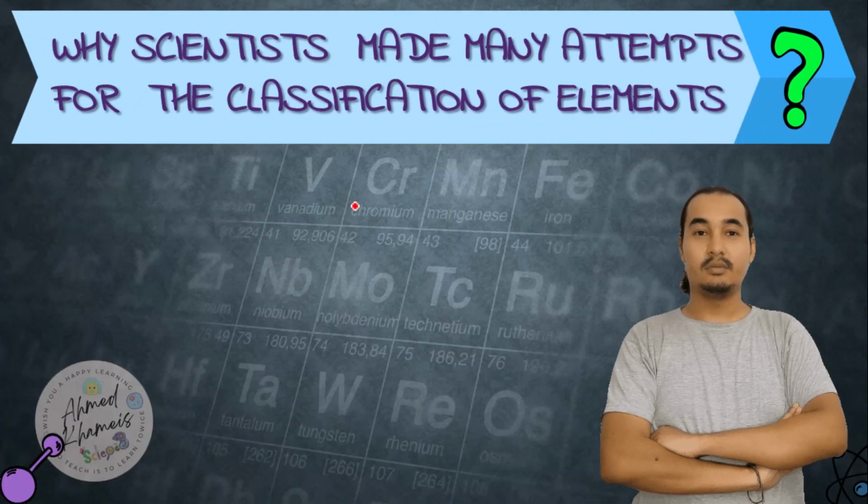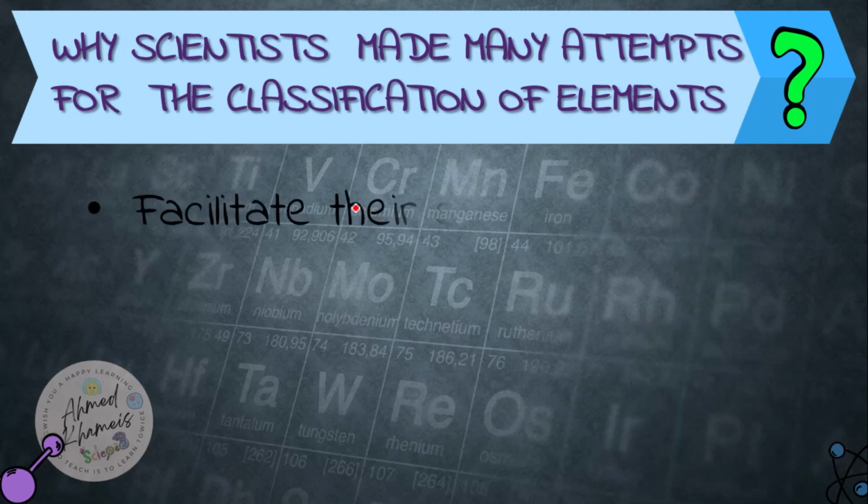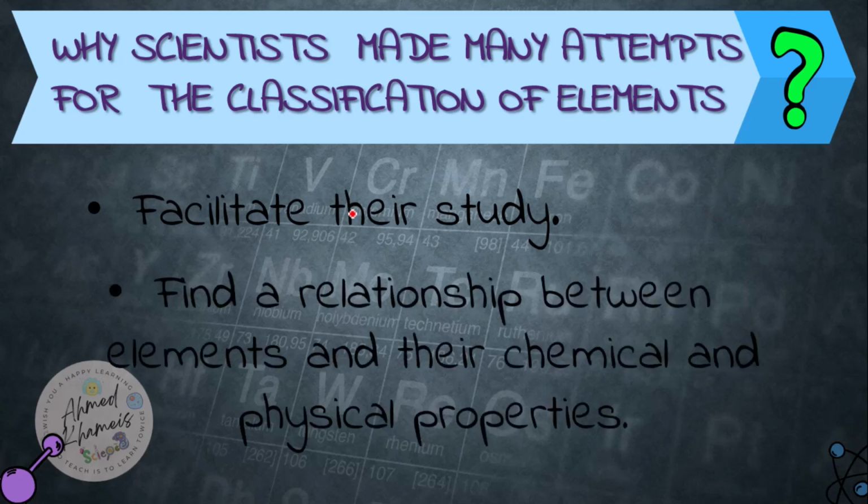There are many elements in nature, and in order to better understand their properties, we have to classify them. Throughout history, scientists made many attempts to classify the elements, and we're going to study some of them. Why did scientists make many attempts at the classification of elements? First, to facilitate their study, to make their study easier, and then to find the relation between elements and their chemical and physical properties.